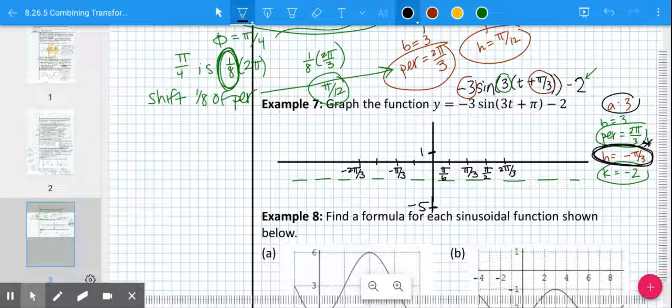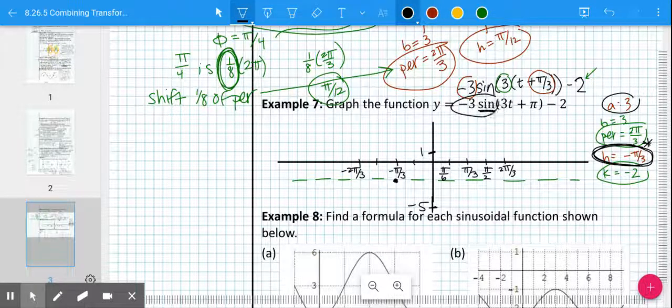And because it's a sine function, I'm going to start on the midline. So I'm going to go left pi over 3 and put a dot right on the midline. Then I'm going to go over to the next tick mark, which is that negative pi over 6 right there. And I would normally hit the maximum, except this was a negative sine function.